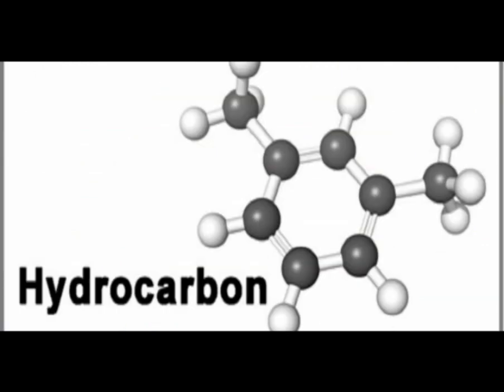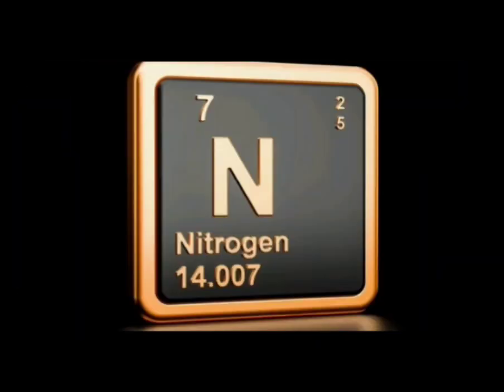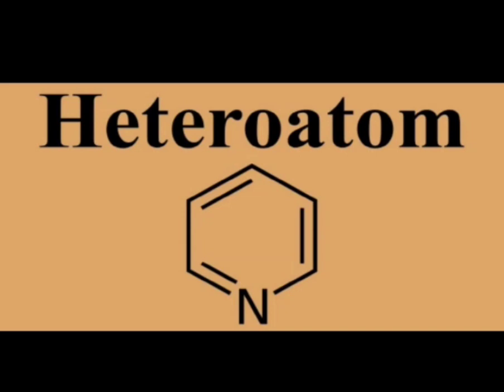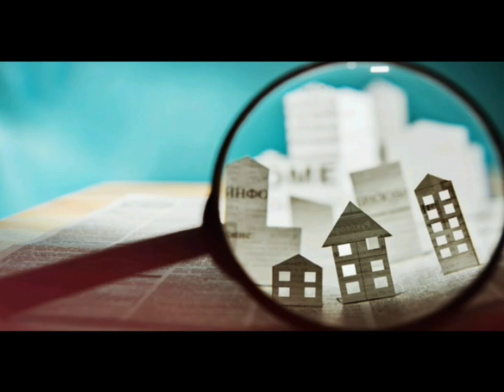So far, we have only seen carbon-hydrogen compounds. But carbon also forms friendly compounds with many other elements such as halogens, oxygen, nitrogen, and sulfur. All these elements can replace the place of hydrogen in carbon compounds. These elements are called heteroatoms. These heteroatoms, which are present in the carbon compound, give the compound a specific property.